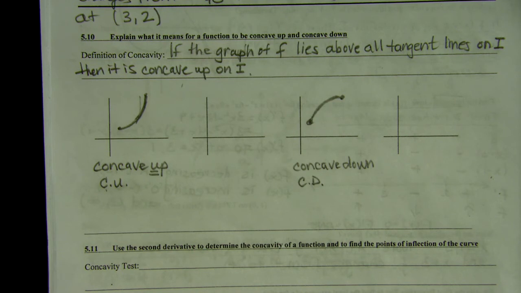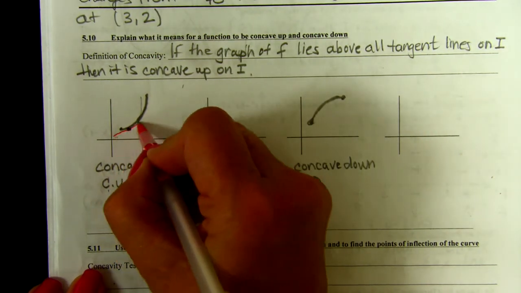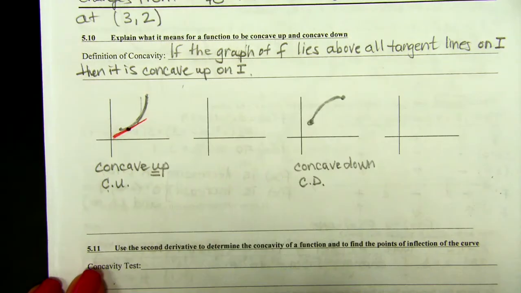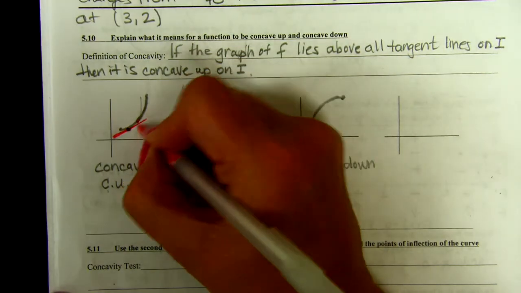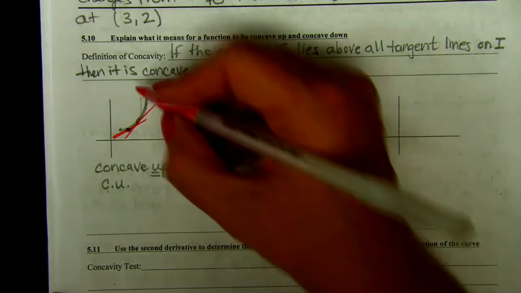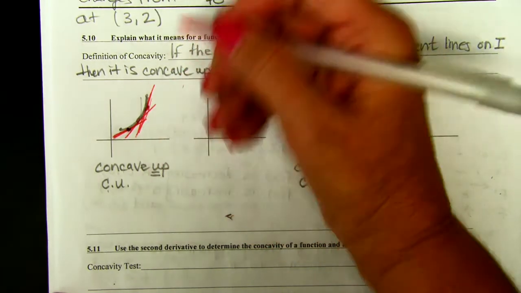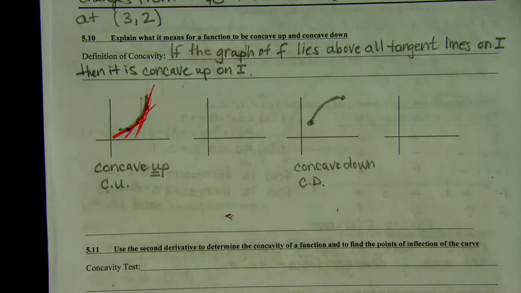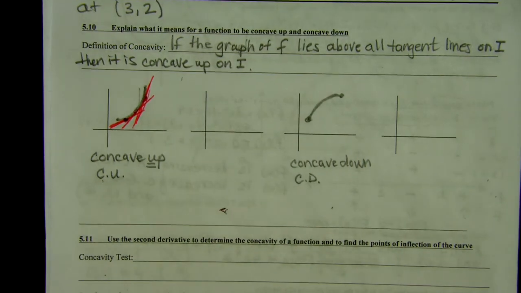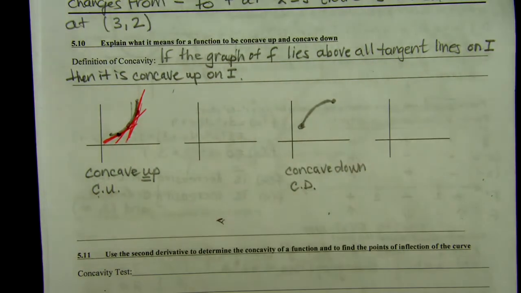Okay, I wanted to run and get another color here. So I got my other color, so let's draw in some tangent lines. Here's a tangent line right there. You can see that the curve is above that tangent line. Here's another tangent line right here. You can see that the curve is above that tangent line. Here's another tangent line, okay? You can see that the penciled in line is above all those red lines there. And so because the curve lies above all the tangent lines, it is called concave up.